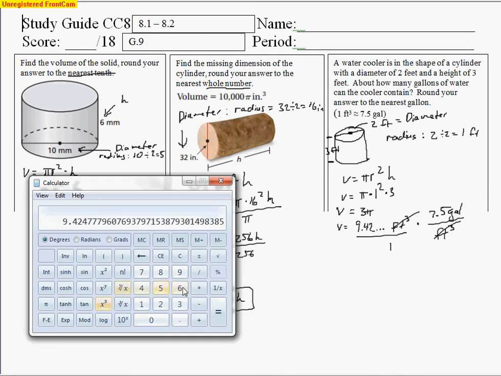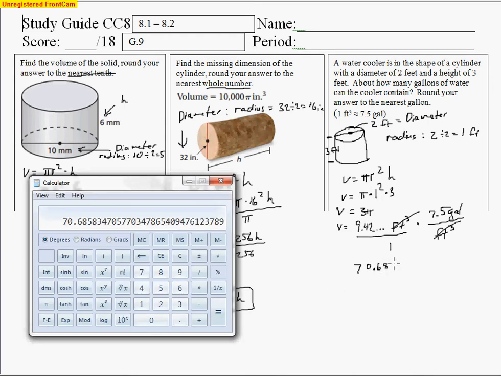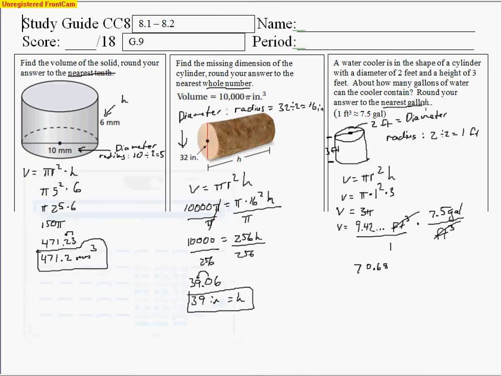So let's take that number, multiply it by 7.5. It gives me 70.68 gallons is what that was. And so they're asking me to round to the nearest gallon. So the 6 is going to round this up. So I'm going to round up to 71 gallons. That's what we have there.